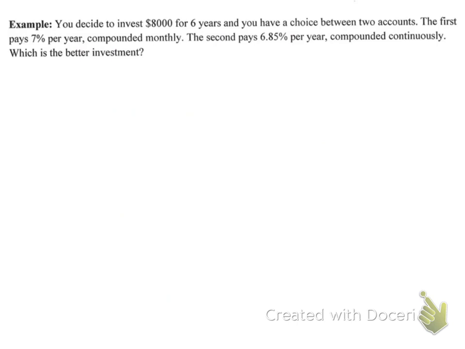So you decide to invest $8,000 for 6 years, and you have a choice between two accounts. The first pays 7% per year compounded monthly. The second pays 6.85% per year compounded continuously. Which is the better investment? For both scenarios, our principal will be the same, $8,000. The time will be the same, 6 years. What will change in both is there's going to be two different formulas because the compounding is different, and then the R's are going to be different.